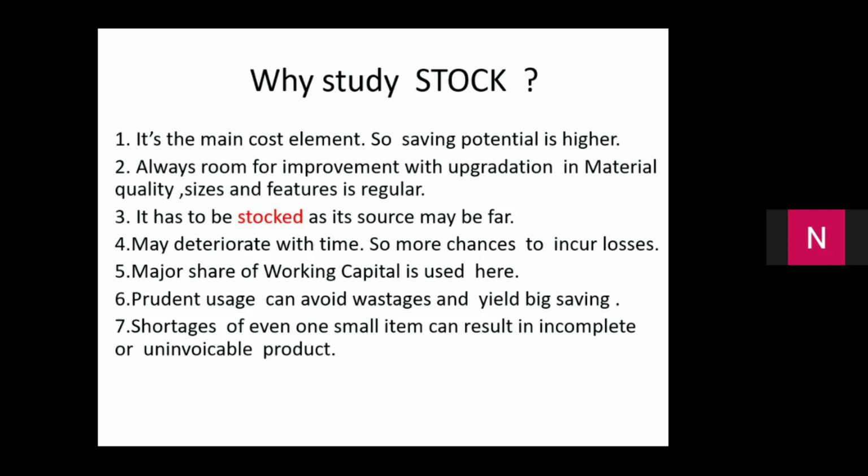And seventh one is shortages of even one small item can result in incomplete or uninvoiceable product. Our focus is to get maximum throughput, which means finished goods out of the factory. We cannot supply anything with shortage of item. So stock should always be a top priority management focus area so that there is no shortage as well as there is no excess.